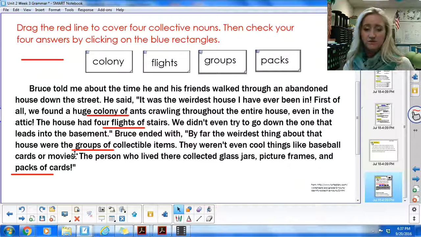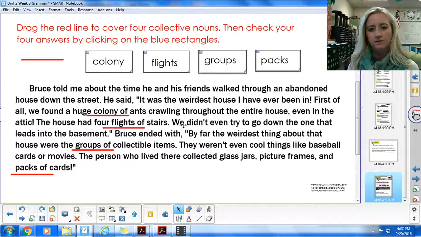The last one here is groups. That represents a whole bunch. And we can check it right here. Colony, got it. Flights, got it. Groups, got it. And packs, got it. So try out your pages for this week. If you have questions, as always, please come and see me or rewatch parts of the video that you might need.